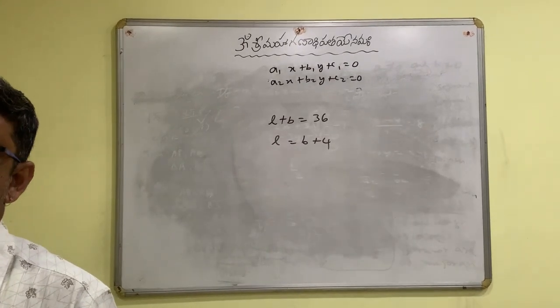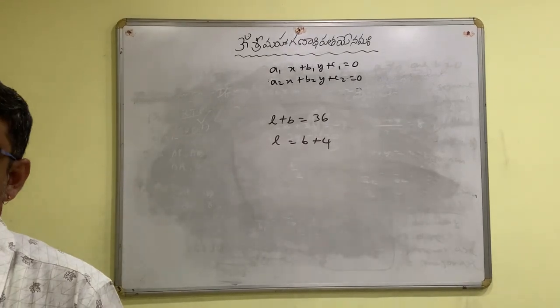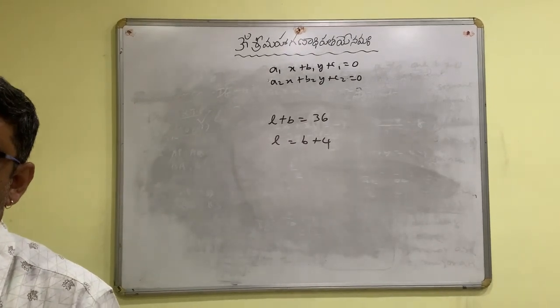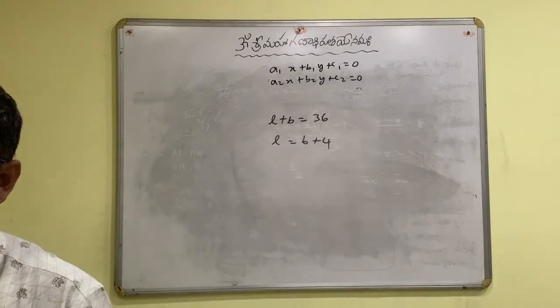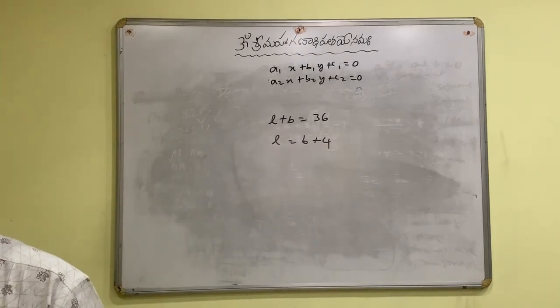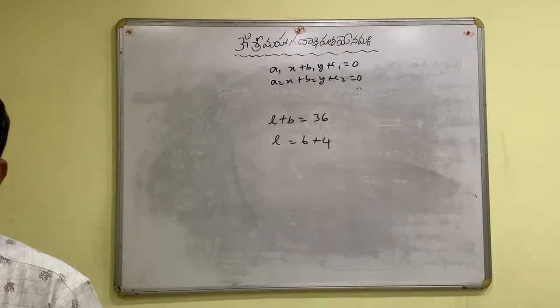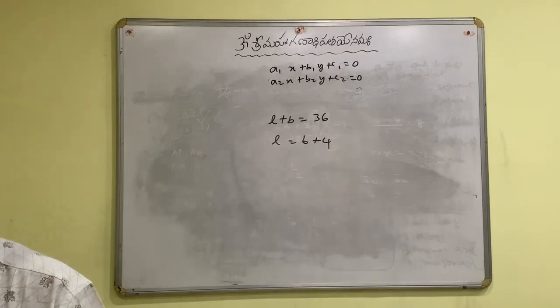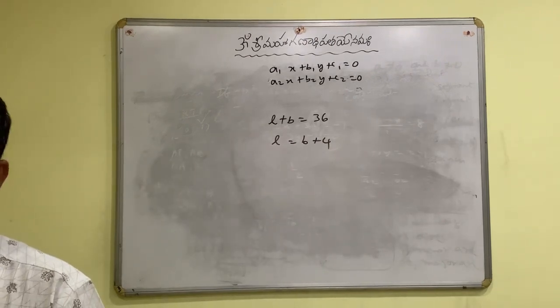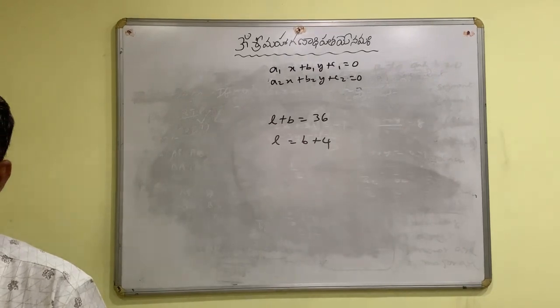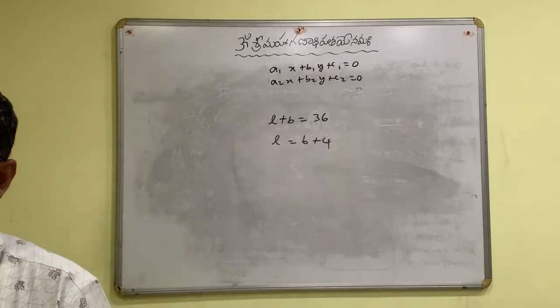Half perimeter is given as 36. Half perimeter of a rectangular garden is given as 36. Then the next one is length is 4 more than width. That is L is equal to B plus 4.